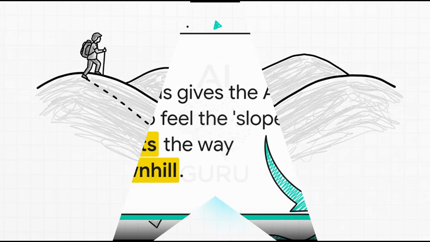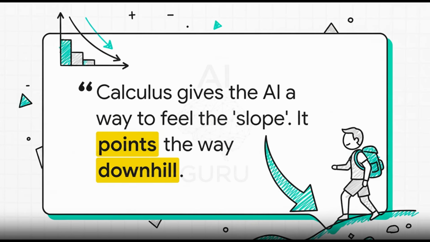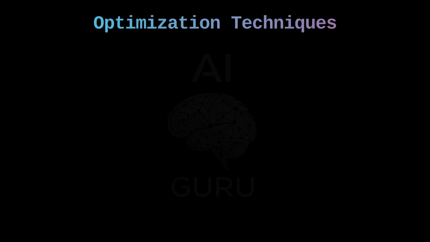So since you can't just look and see the lowest point, you only have one tool. You can feel the ground right under your feet. You have to figure out which direction's downhill. And that's where calculus comes in. That's where calculus comes in.